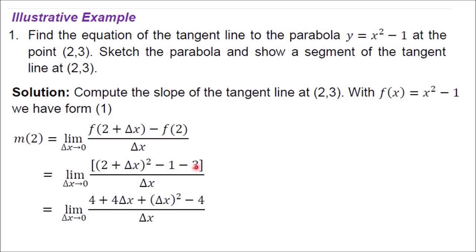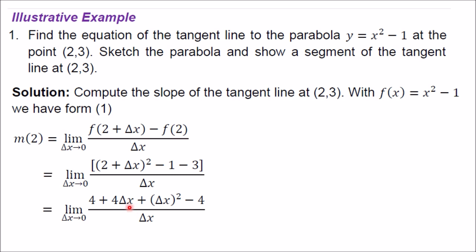Negative 1 minus 3 is minus 4. And all over delta x. I-remember nyo lang yung square of binomial nyo ha. 2 plus delta x, that's 2 times 2 is 4. And then 2 times delta x times 2 is 4 delta x. Yun yung formula ng ating square of a binomial. And then last there is delta x square.